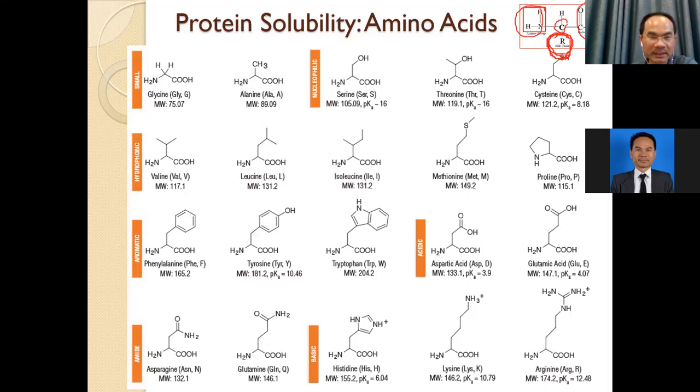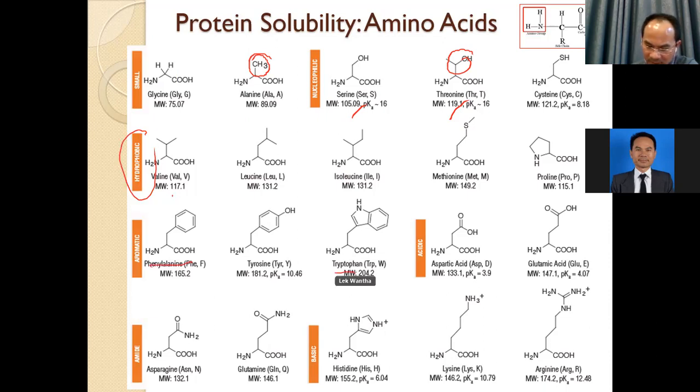Like glycine, which is the basic amino acid: the amino group, carboxylic group, and hydrogen as the side chain. This is a small molecule, right? And alanine has a CH3 methyl group. Serine and threonine have an OH group in the side chain. Valine and isoleucine are hydrophobic.